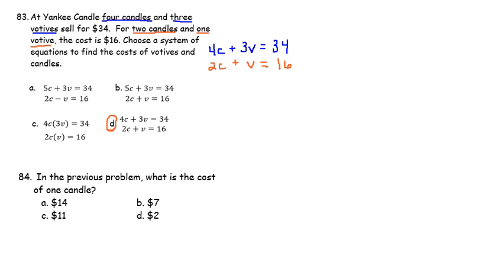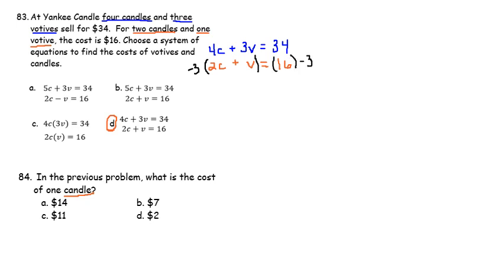Alright, so then in 84 it says, in the previous problem, what is the cost of 1 candle? So what that means is we now need to solve. Since we are looking for the cost of 1 candle, the best thing to eliminate would be the V's, because we're looking for the C. To eliminate those, we want them to be opposites. So we've got a 3V, so that means we want the other one to be a negative 3V, so we need to multiply by negative 3.